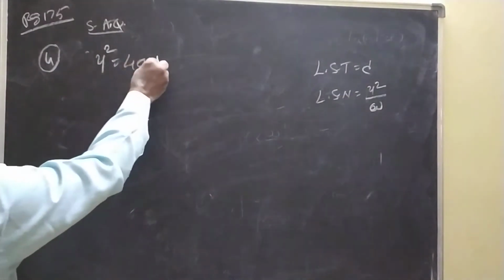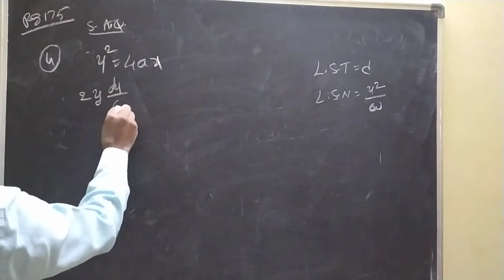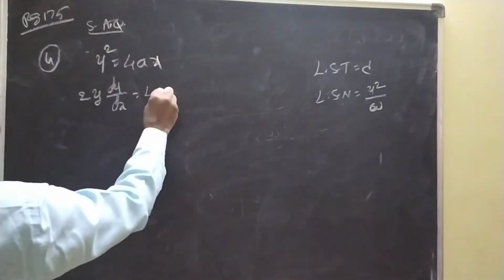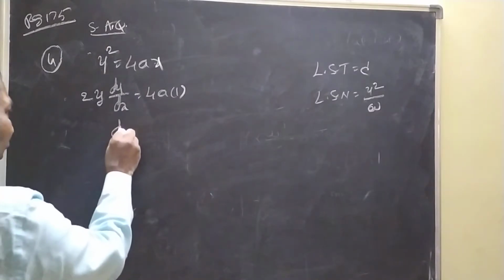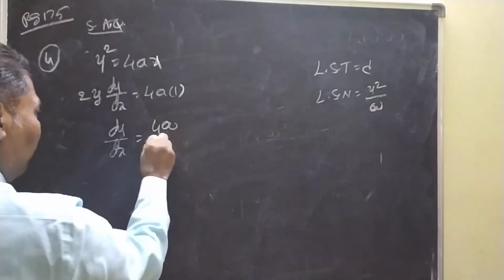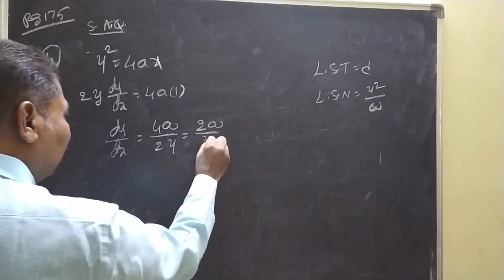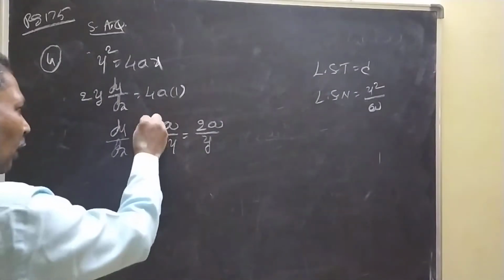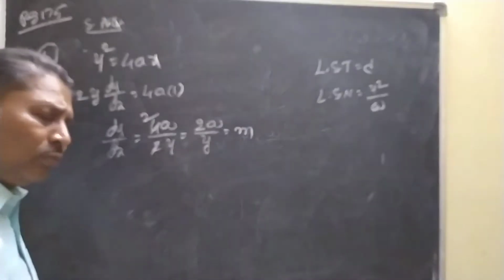So first calculate dy by dx. 2y into dy by dx equal to 4a x derivative 1. So dy by dx equal to 4a by 2y. 2 cancels. This is the m value.